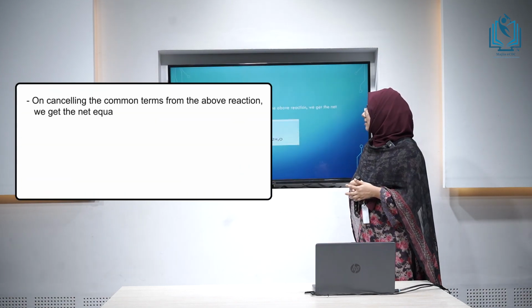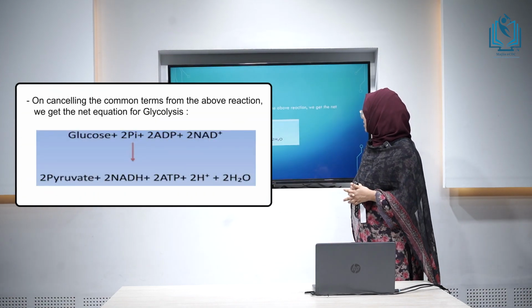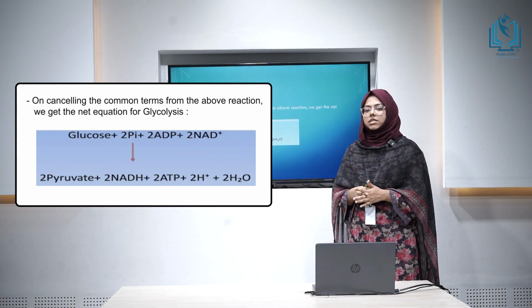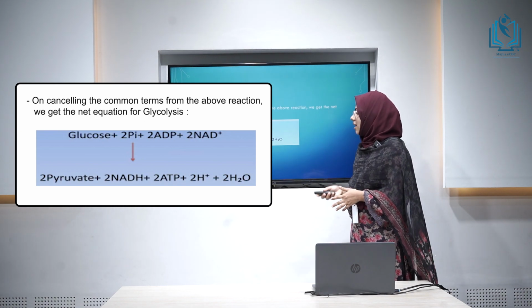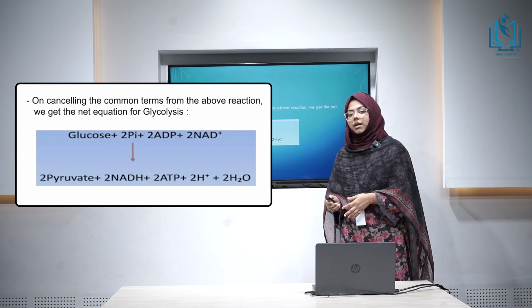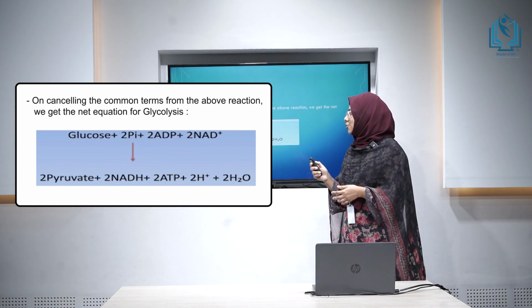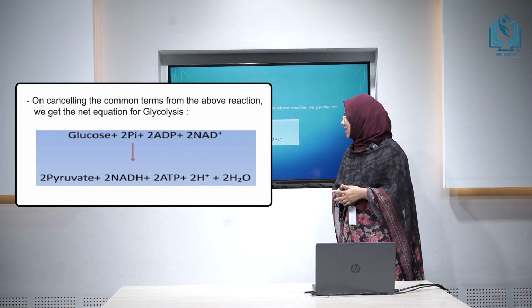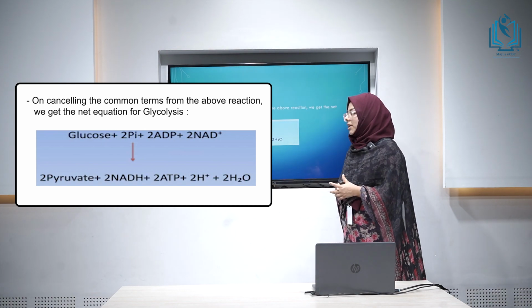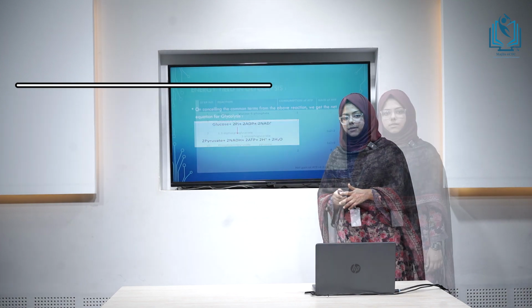On cancelling the common terms from the above reaction, we get the net equation for glycolysis, that is glucose plus 2 ADP plus 2 Pi plus 2 NAD+ giving 2 pyruvate plus 2 NADH plus 2 ATP plus 2 H+ plus 2 molecules of water.